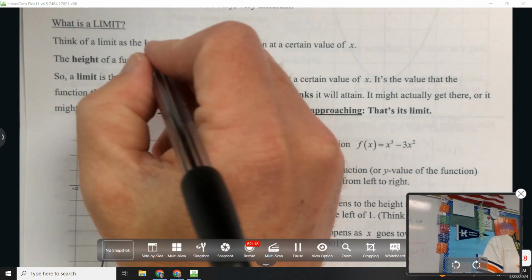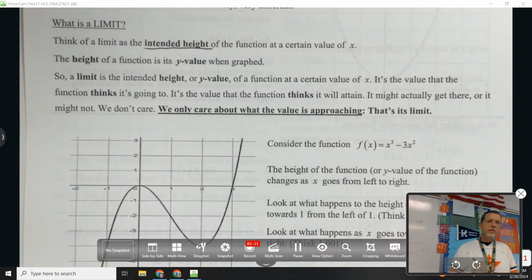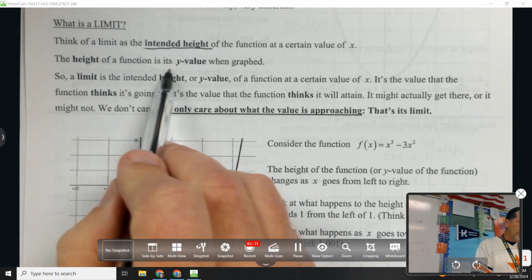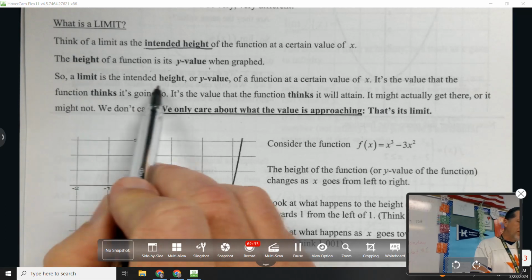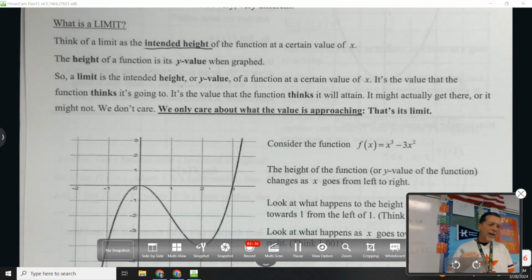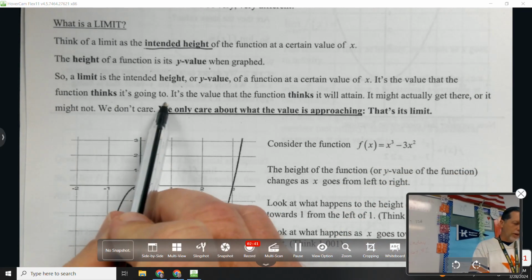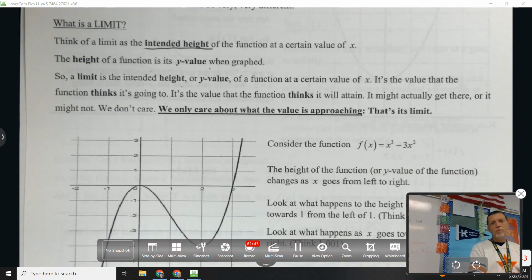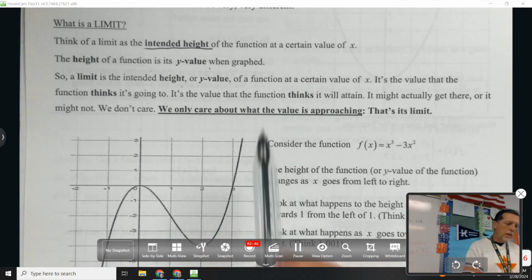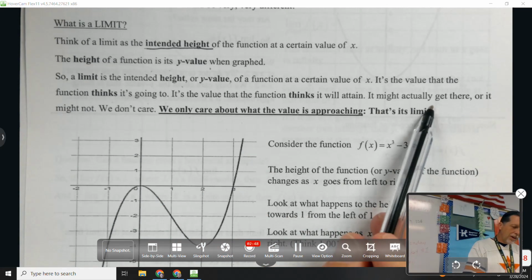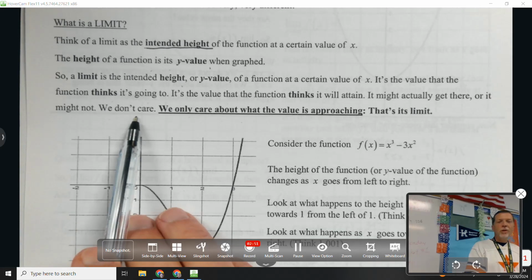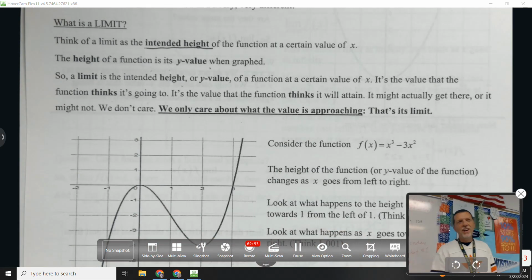Think of a limit as the intended height of a function. Not necessarily the actual height, but where are we headed? What are we approaching? What is the limit of this function? The height of a function is its y value, but a limit is the intended height, the height we're headed toward. Another way to say it is, it's the value that the function thinks it's going to. That's kind of a weird way to phrase it. When we get to the graph, that'll make more sense. It might get there, it might not. We don't care. We only care about what the value is approaching.